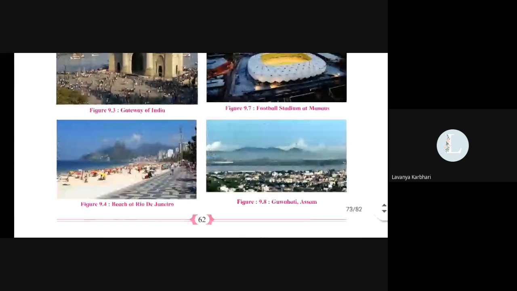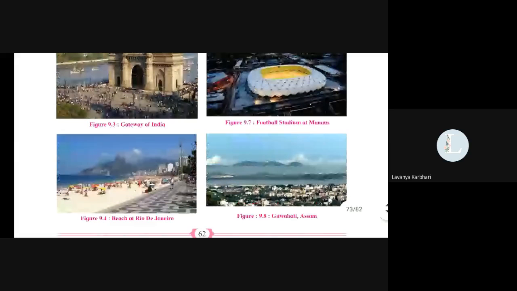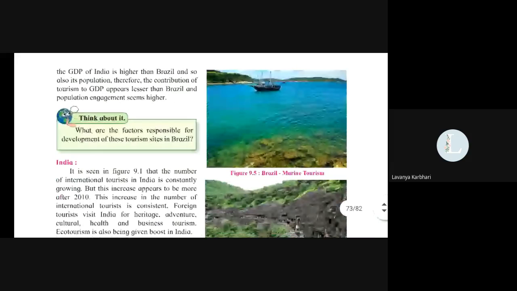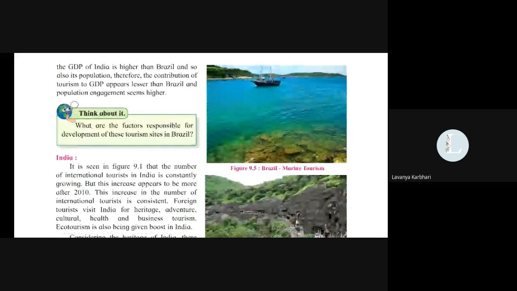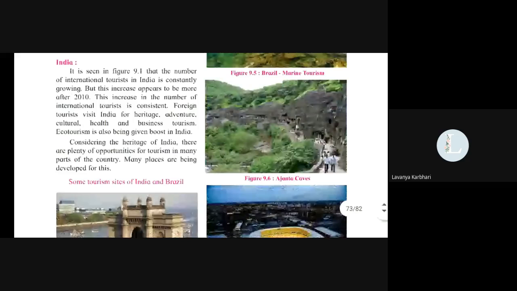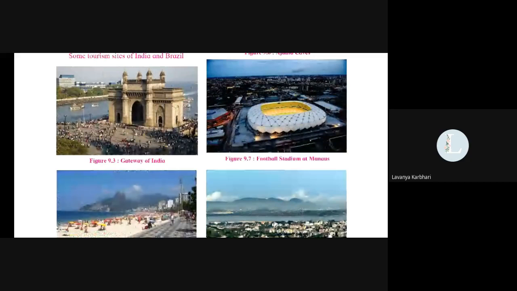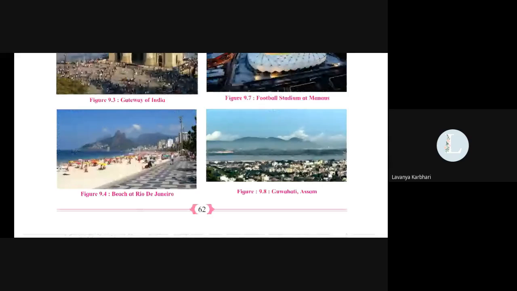Beach at Rio de Janeiro. We already know Rio de Janeiro is a big city in Brazil. There are different white sand beaches in Rio de Janeiro, Brazil. Brazil marine tourism. Ajanta caves in India. We already know these are caves from the Buddha period. Ajanta and Verul, we call it Verul Ajanta. Football stadium at Manaus, which is in Brazil. Guwahati, Assam, is also a very good place to visit for tourism.